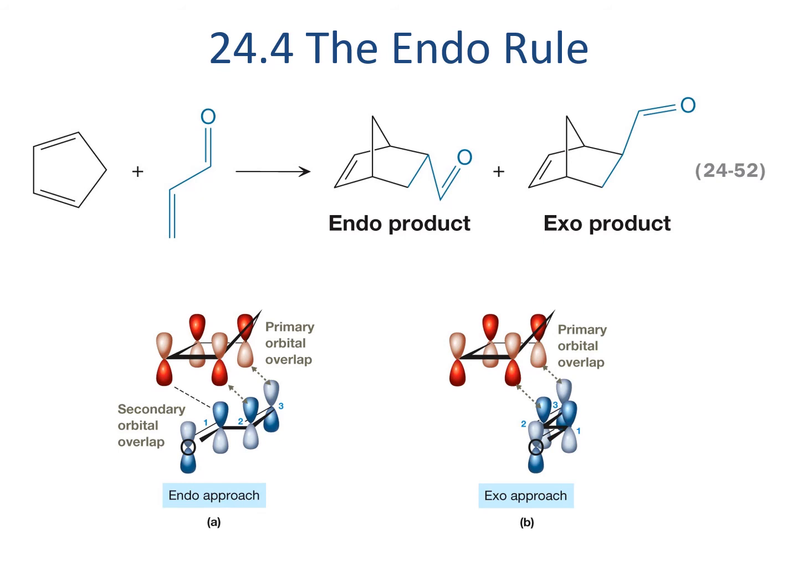When the new sigma bonds are formed, this locks the carbonyl substituent on the opposite side of the ring from the bridgehead. This would be the opposite if the carbonyl was pointed out. We'd end up seeing the carbonyl on the same side as the bridge. However, these exo products that are formed with the carbonyl pointing out are much less preferred and only appear as a minor product.